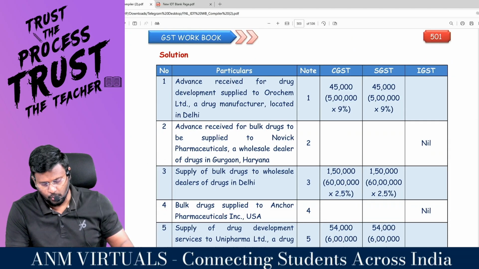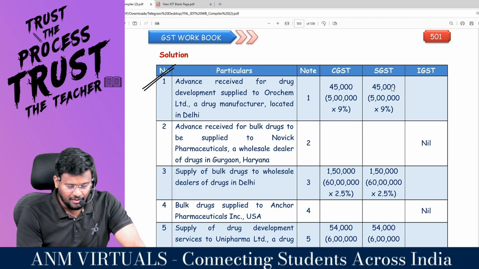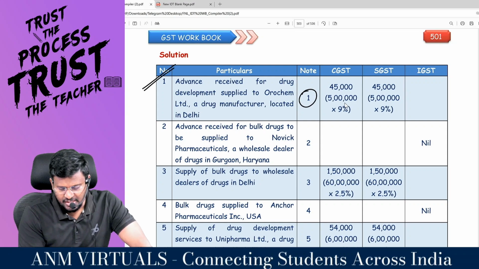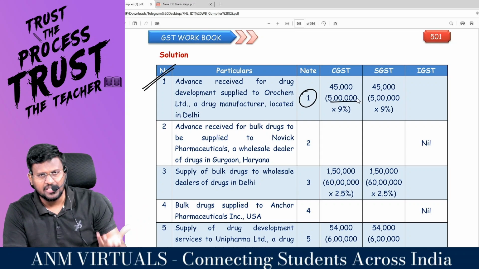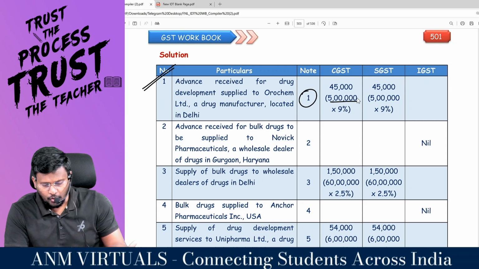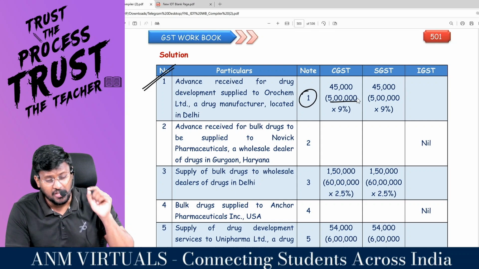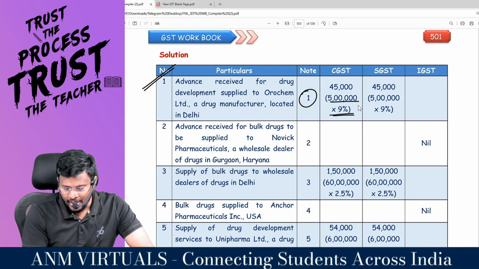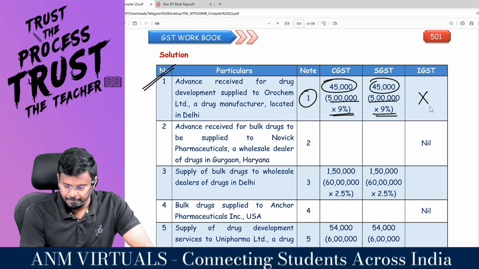Very easy, straightforward question. Number 1. Advance received for drug development supplied to O Limited, drug manufacturer located in Delhi. They received an advance of 5 lakh. Is this advance for goods or services? For services, the notification will not be applicable. So 5 lakh. Why are you not taking it as inclusive? The question specifically said that you have to take it as exclusive. So 5 lakh into 9%, 45,000.